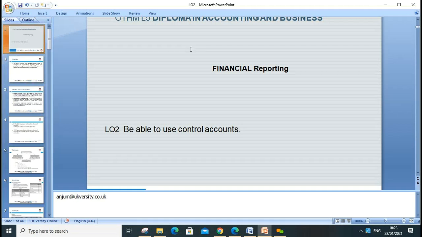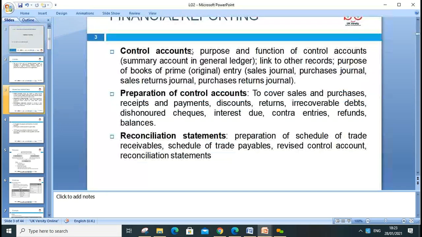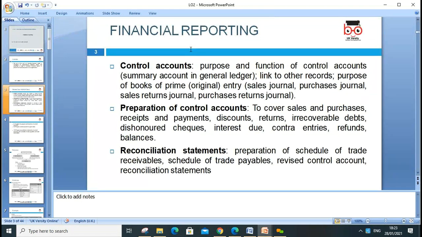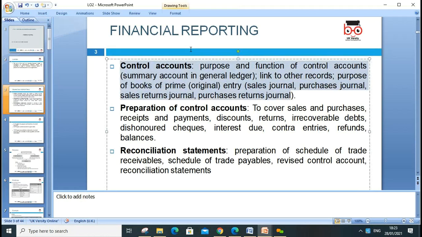Today's lesson is to be able to use control accounts. We'll discuss what is meant by a control account, how we can use control accounts for reporting purposes, and I'll discuss a few control accounts with you. The key indicative content under this learning outcome is: control account, purpose and function of control account, subsidiary account, journal, sales return, purchase return, and we will go through the preparation of control accounts, how this helps with bank reconciliation, and how we can prepare a reconciliation account. That's where our discussion will be focused.